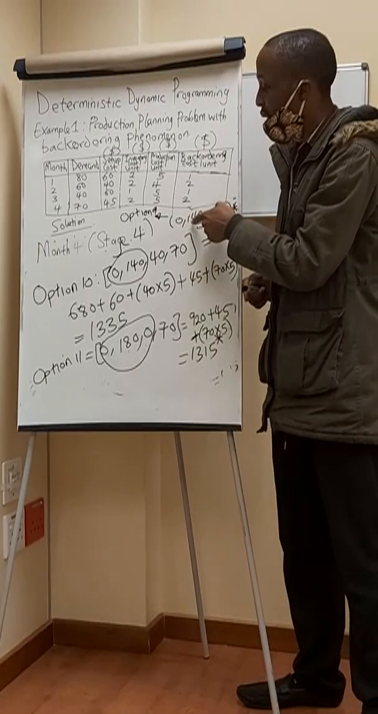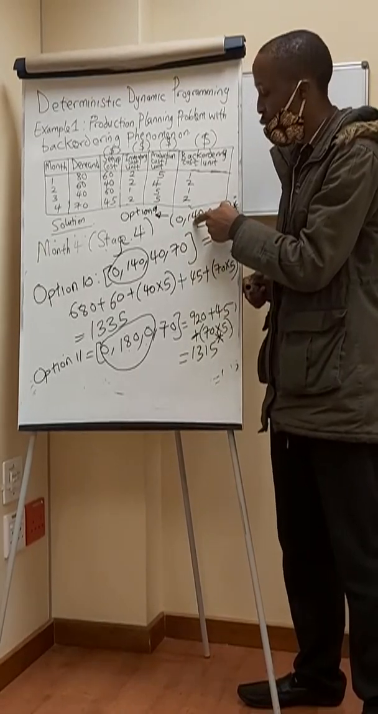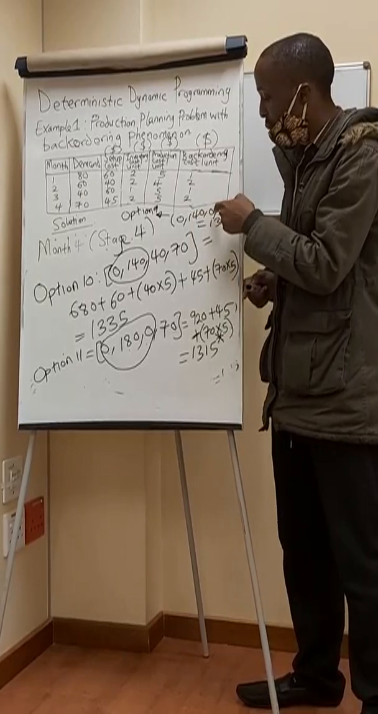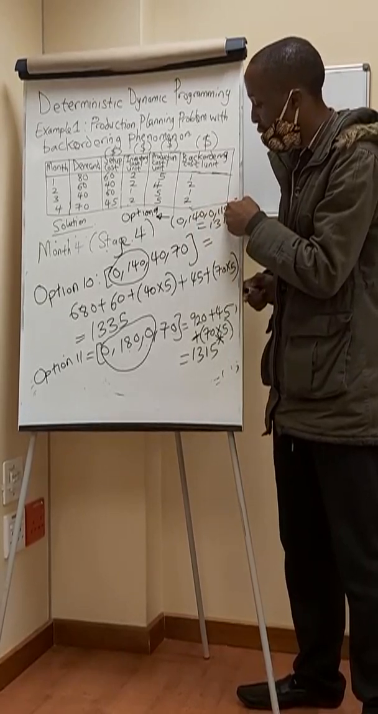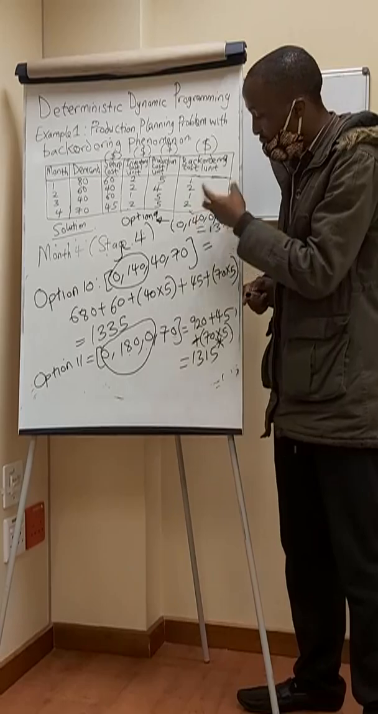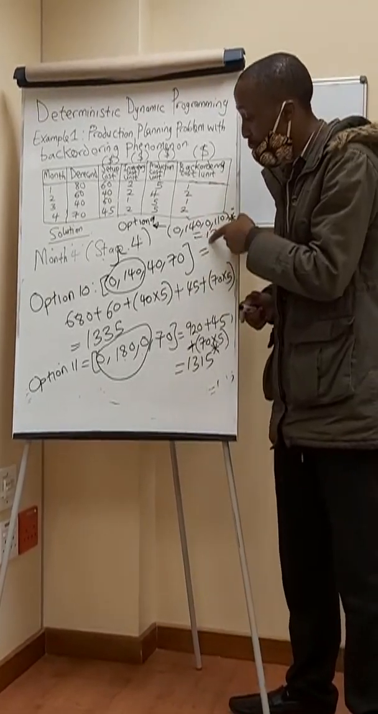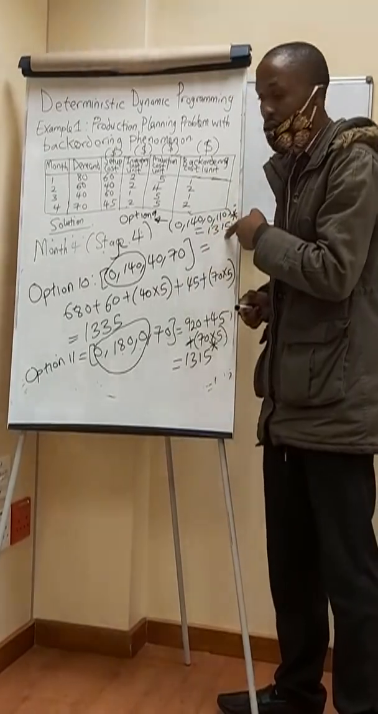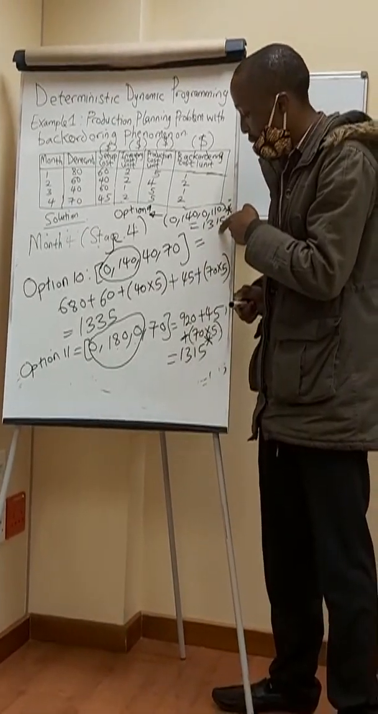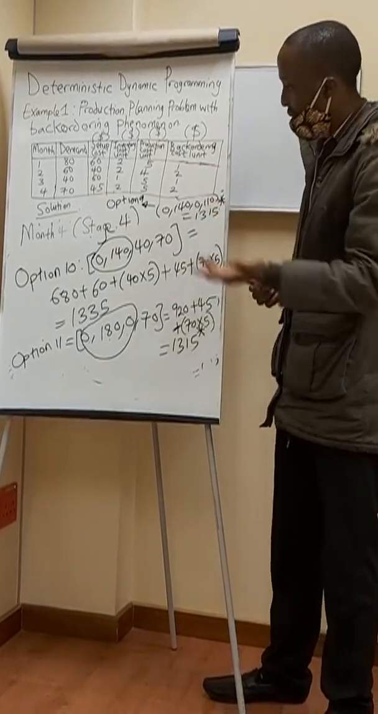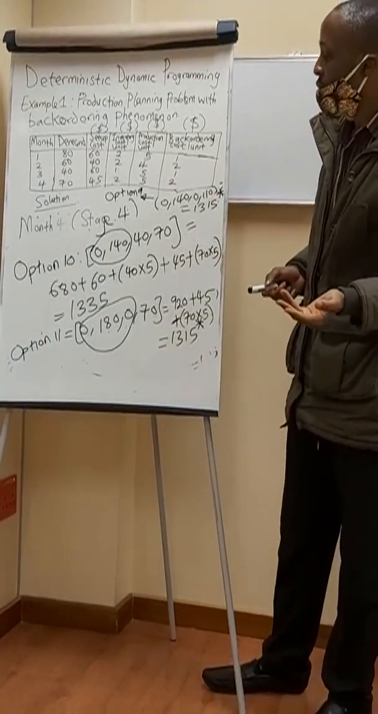And I must produce 140 units in month 2, and produce nothing in month 3, and produce 110 units in month 4. And if I use this production planning approach, I'm going to incur a minimum production cost of $1,315. So this is one solution that I can think about.